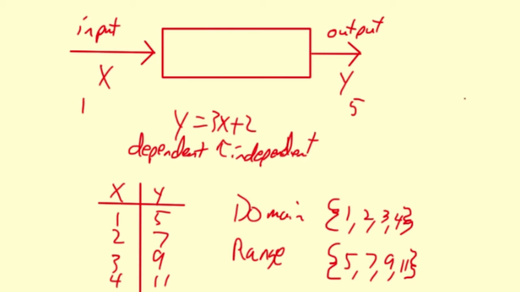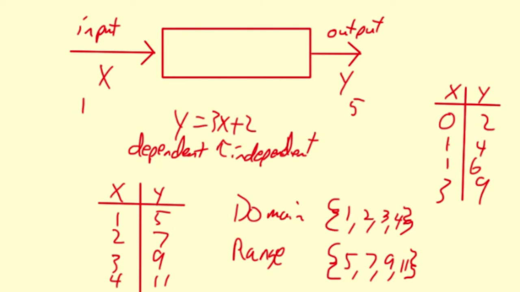So what would be an example of not a function in a table? Here's x and y. Let's say you had x values 0, 1, 1, 3, and 0 went to 2, and 1 went to 4, but then again 1 went to 6, and 3 goes to 9. Well, the 1 has 2 different outputs. You don't know what the 1 will be, so this is not a function because of right here. Not a function. So that's the big picture for this lesson.